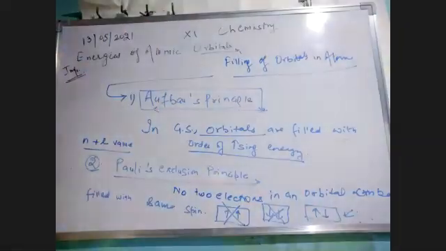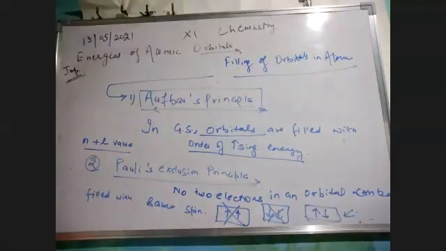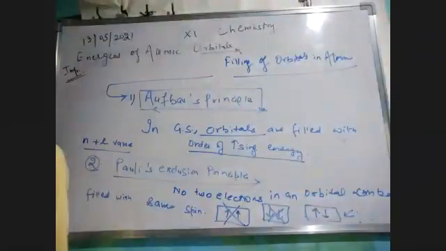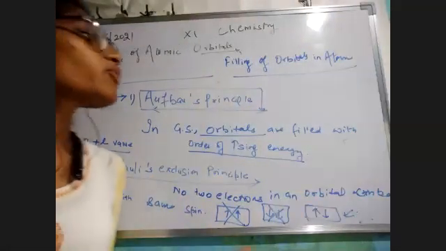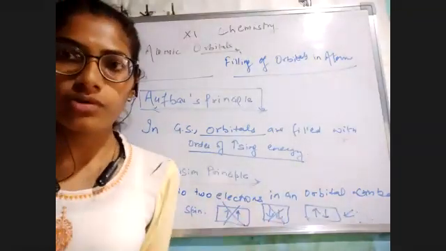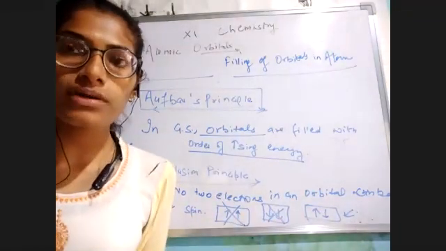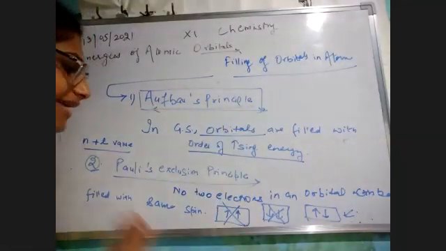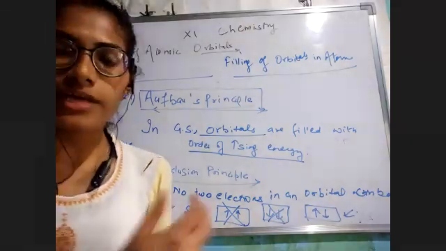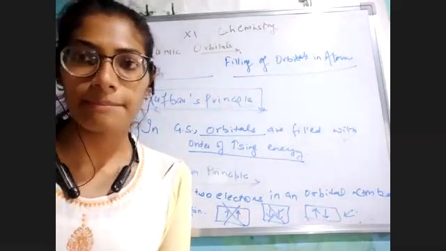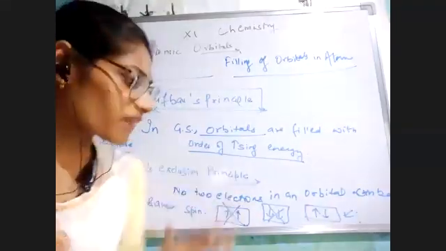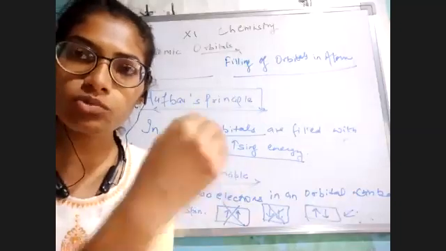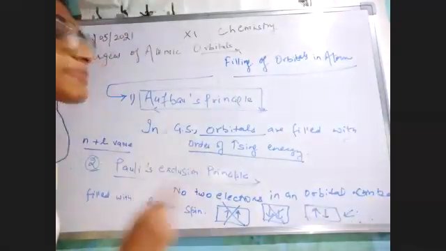Now we are left with just one or two more rules, and after that we will finish the topic. The last one is Hund's rule of maximum multiplicity. But these rules are very important, not only for the basis of electronic configuration, but also from the exam point of view. You will get the question in 2 marks: explain Aufbau principle, explain Pauli's exclusion principle, but explain Hund's rule of maximum multiplicity with example. Within 2 to 3 marks, you have to define as well as explain them with examples. So just keep that in your mind.